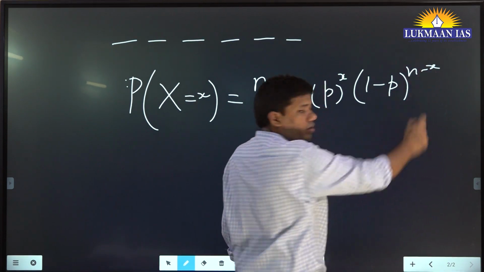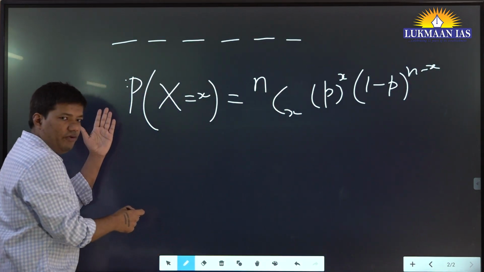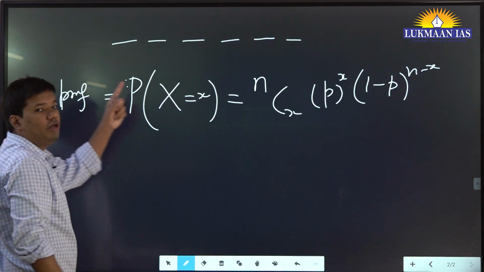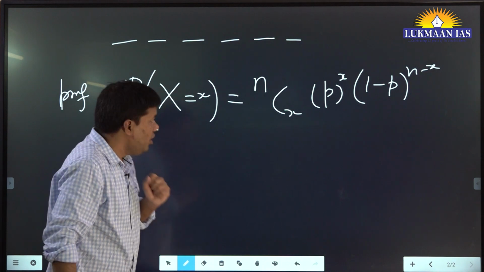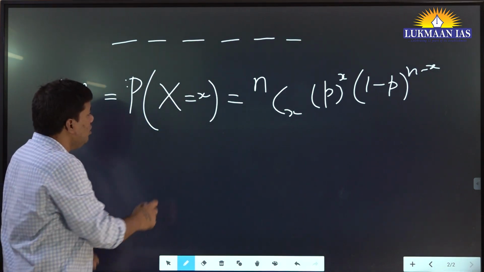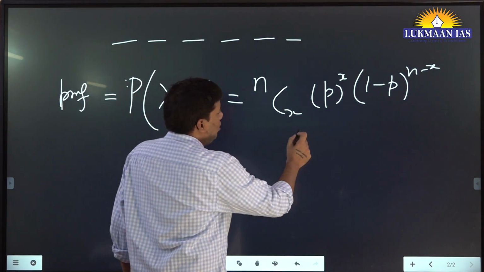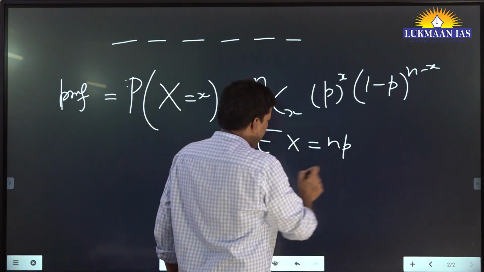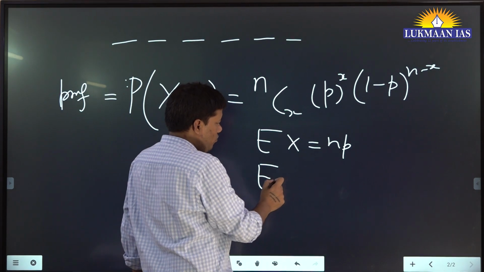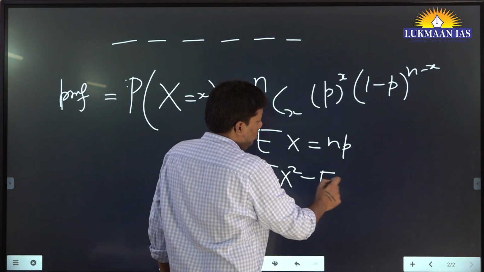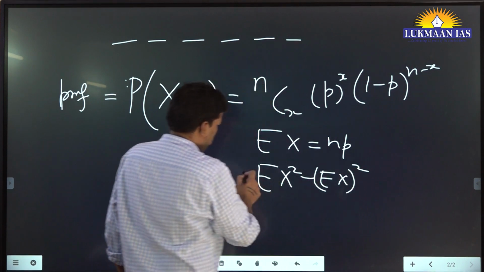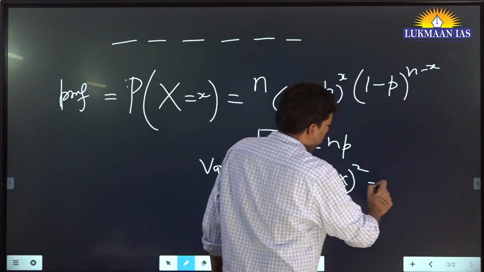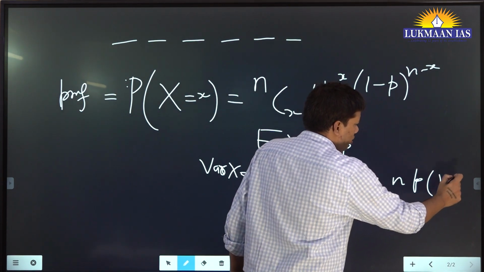Fine. Okay, this is also called PDF. Sorry, PMF. We will call it PMF, not PDF. This is a probability mass function because it is a discrete distribution. Fine. Now, you saw its mean is what? Its mean, the expected value, was given by np, and its variance. Variance of binomial distribution was given by n into p into (1 minus p).